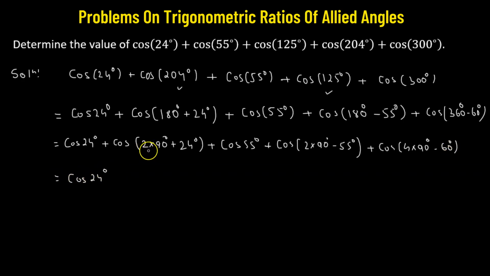Now coming to cosine of 2 times 90 degrees, so here we have an even multiple of 90 degrees. Whenever we have an even multiple, then cosine will remain as a cosine, but the new angle will be simply 24 degrees. We'll also have to consider the sign.